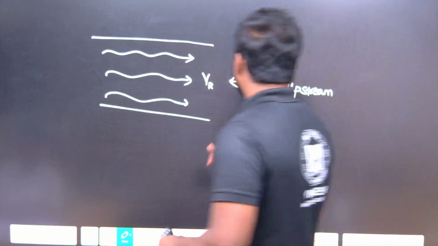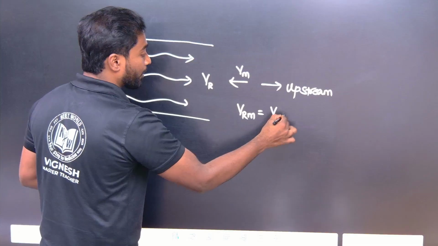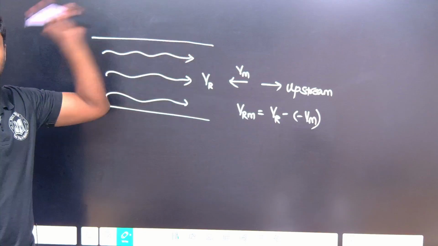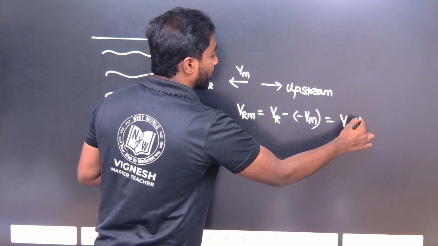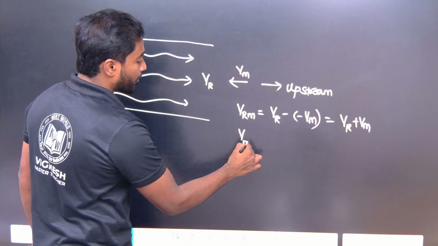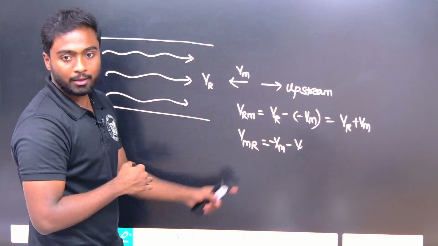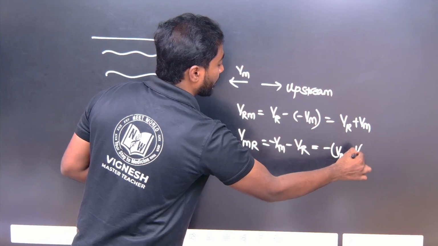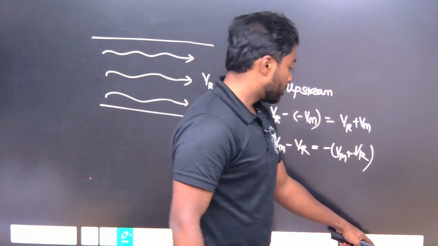In the next case, same. The velocity of the river with respect to the man is equal to the velocity of the river minus the velocity of the man, because the velocity of the man is in the negative direction. Opposite direction, no? So it will be the velocity of the river plus the velocity of the man. Now the velocity of the man with respect to the river is equal to the velocity of the man minus the velocity of the river, which is minus Vm minus Vr. Okay, got it? Now we will go into the topic.